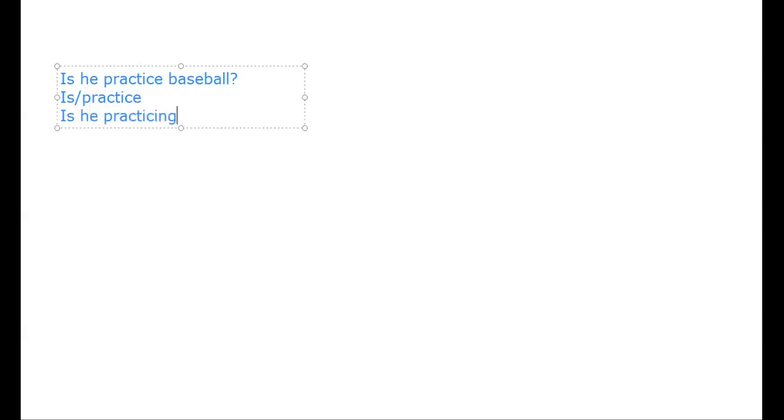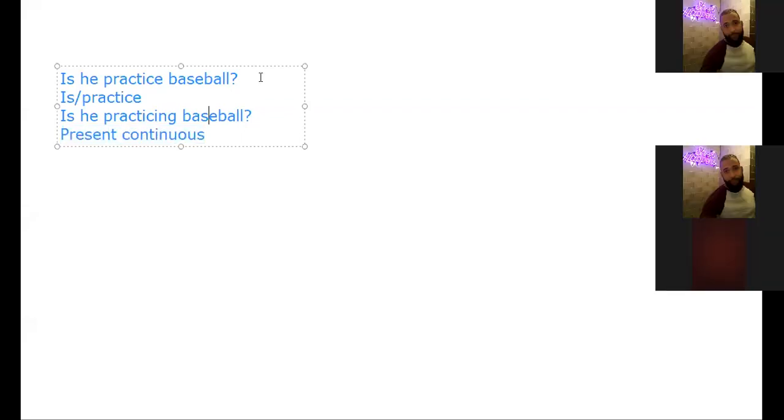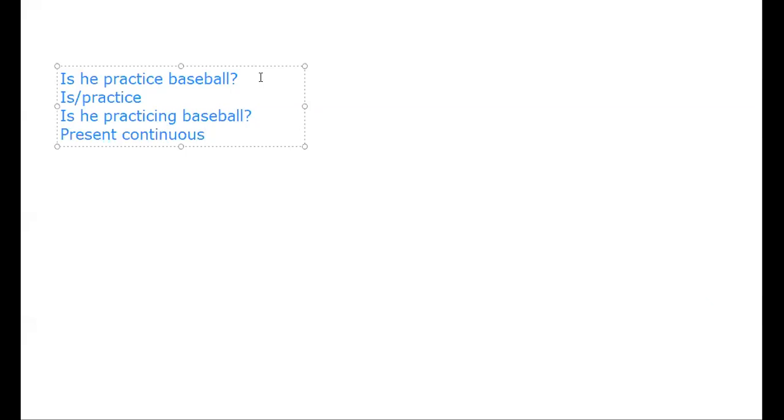Is he practicing baseball? Here, what happens? I have the main verb practicing and I have the auxiliary, but this is present continuous. This is present continuous, so this is different. This is not a verb to be question.